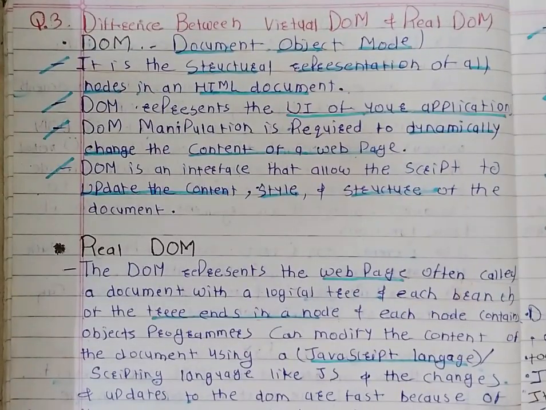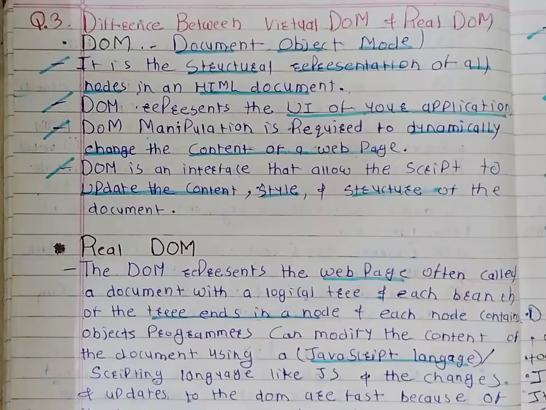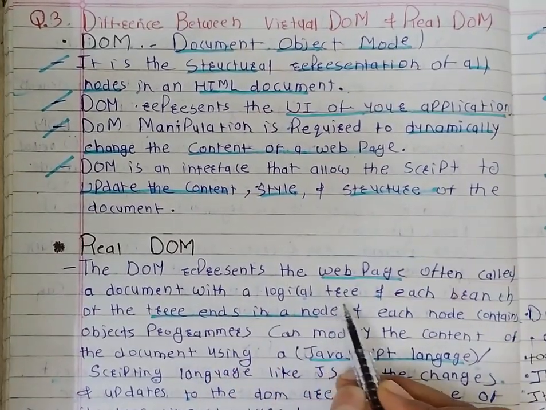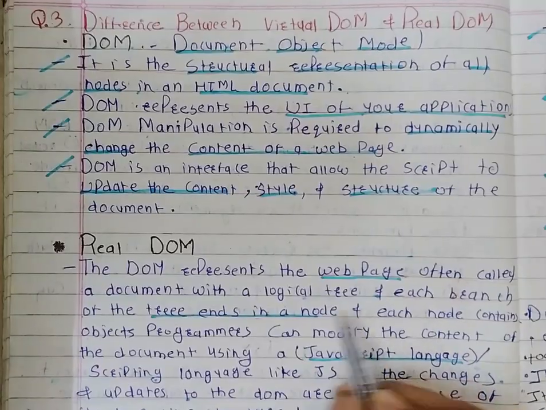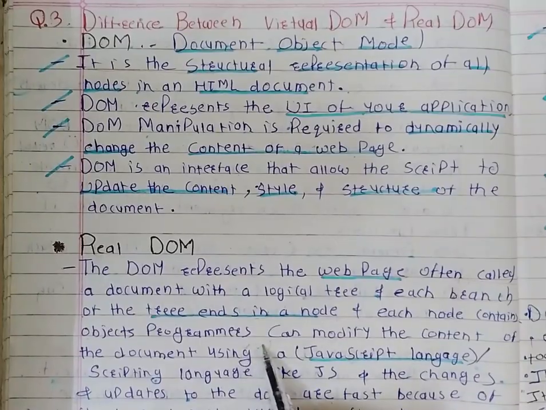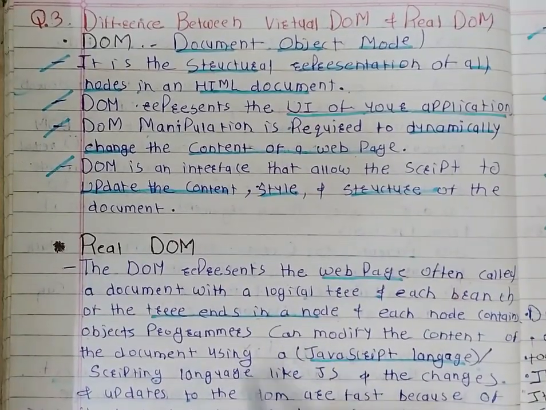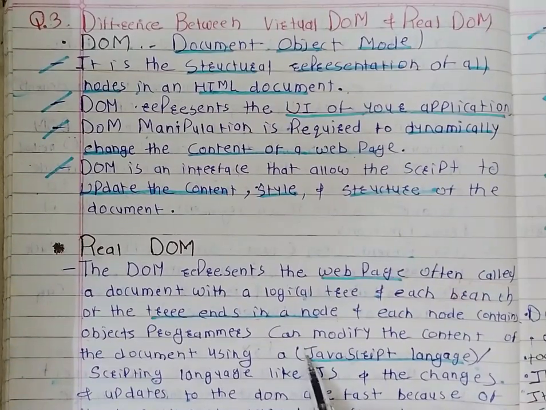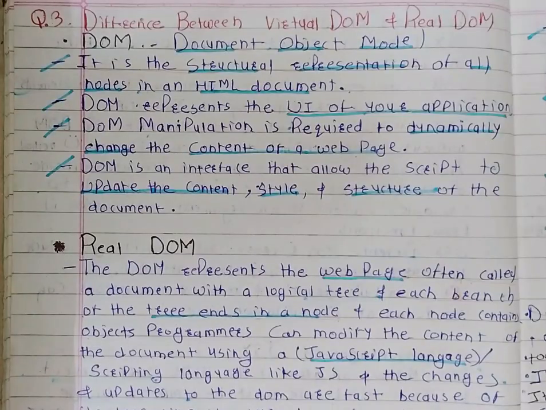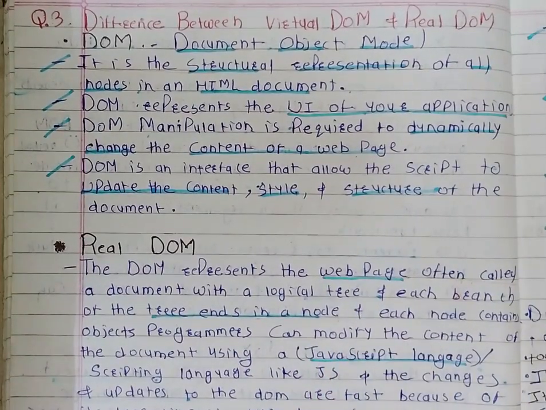Then we are going to see what is real DOM. The DOM represents the web page, often called a document, with a logical tree, and each branch of the tree ends in a node, and each node contains an object. Programs can modify the content of the document using the JavaScript language.